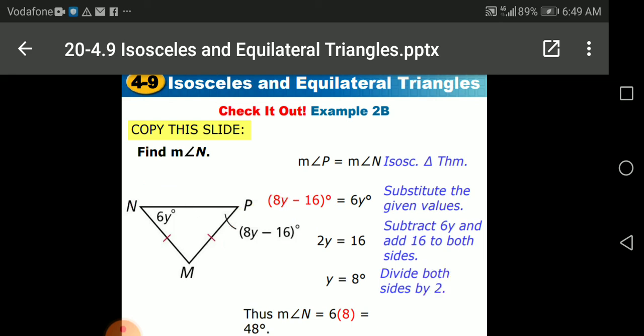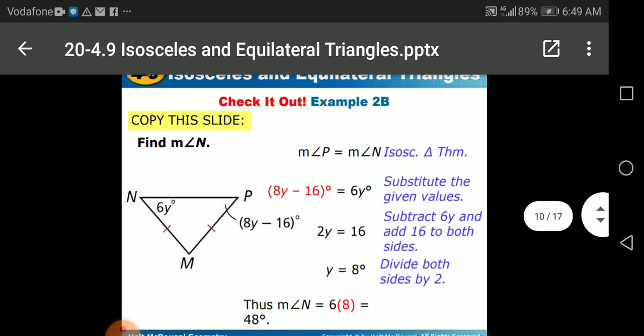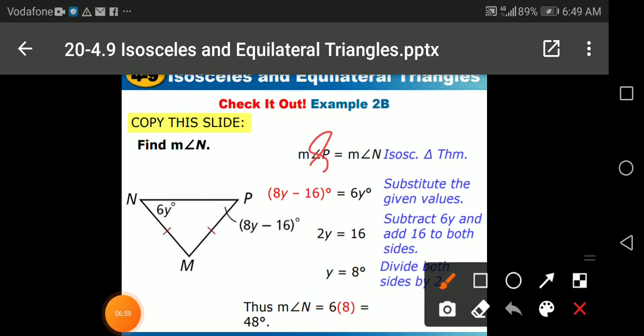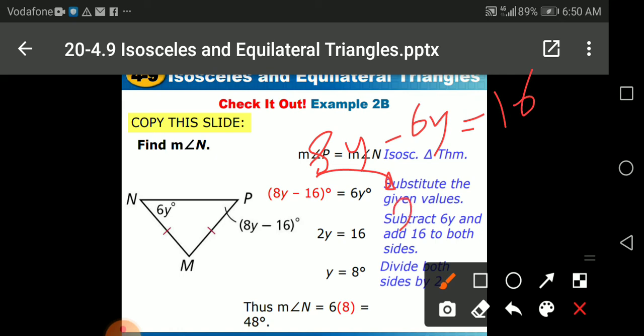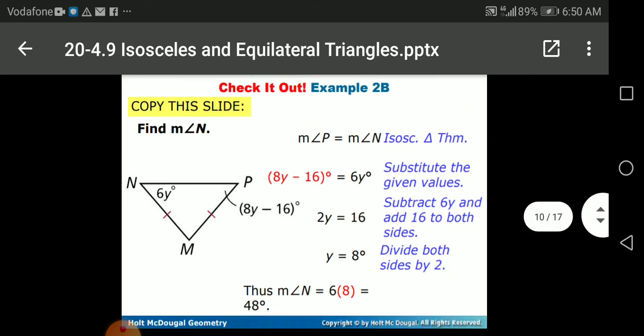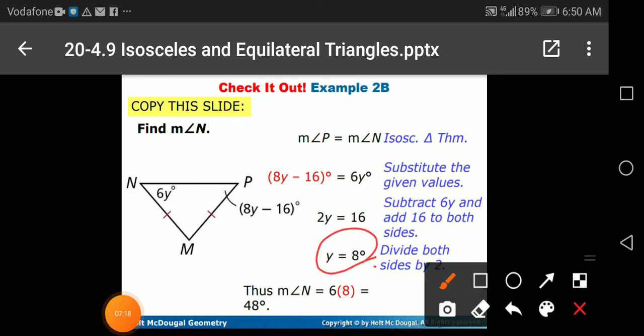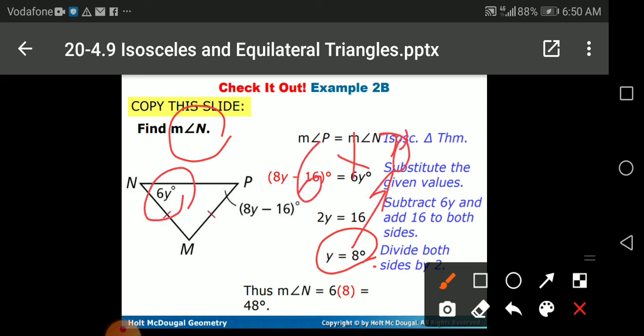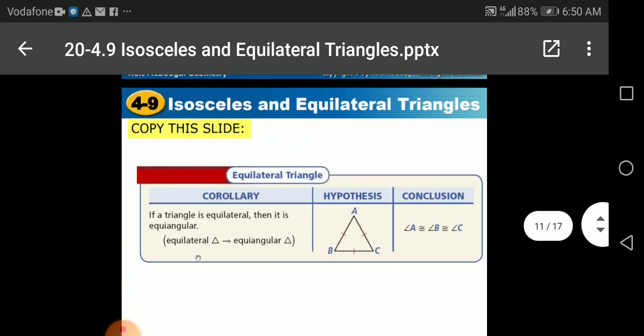So we say 8y minus 6y equals 16, because 16 goes to the other side as positive. So this is 2y equals 16, divided by 2, y equals 8. When I have y equal 8, he asks me not about y, but the measure of angle n. So n here is 6y. 6 multiplied by y gives me, as you see, 48 degrees. Easy?